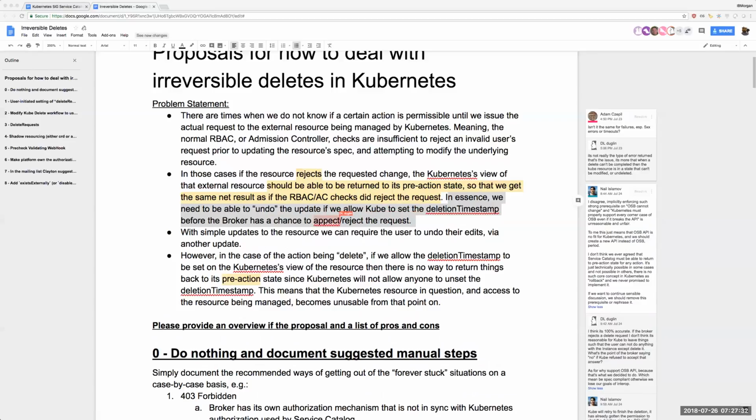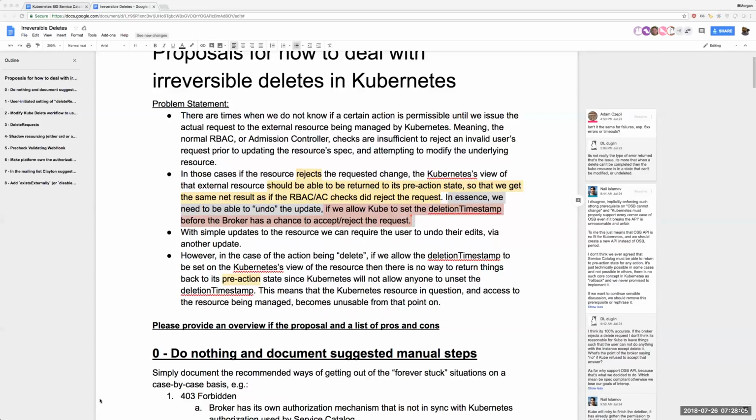Also, if you scroll down, the main reason I actually started commenting on this problem statement was that probably it was Morgan who said that it doesn't fix the problem. For me, this is not an option, and I disagree with it. The main reason is that I see the problem from a different perspective. We all understand that there is a problem of getting stuck where you cannot do anything because the broker won't allow the deletion and Kubernetes won't allow undoing the deletion. I think everyone agrees with that.